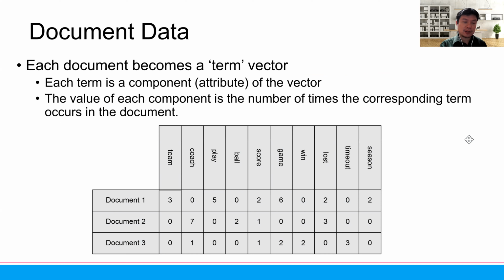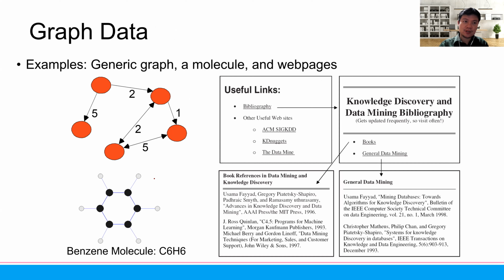Let's say we have the documents 1, 2, 3, and we found the important terms. Here are the terms. Theme appears 3 times, quotes 0, play 5, and so on. We call this the attribute of the factor. Each component means the number of times, so the term appears 3 times in document one. We also learned about this in the previous video.